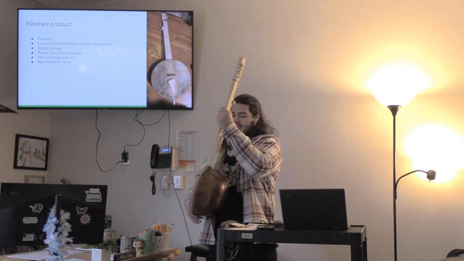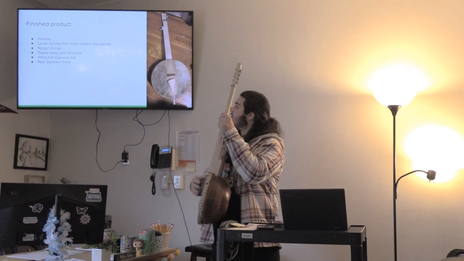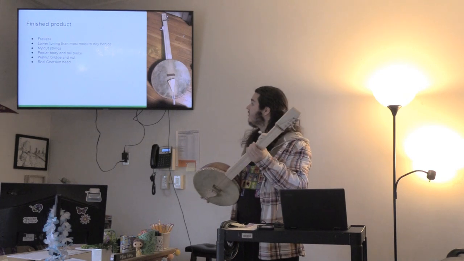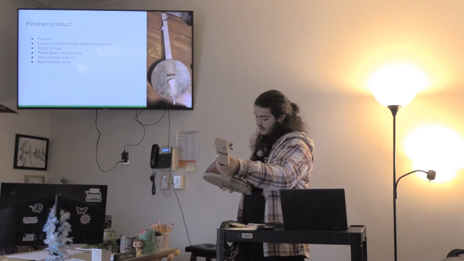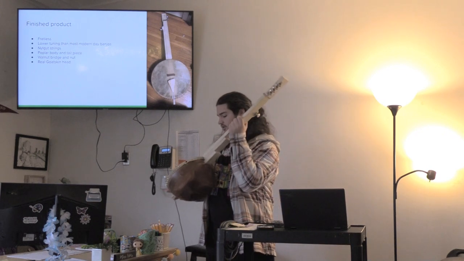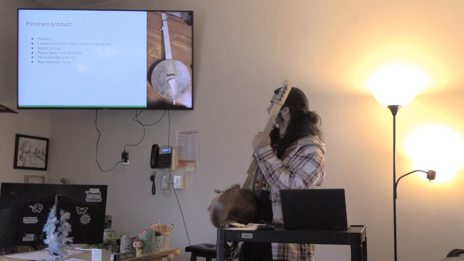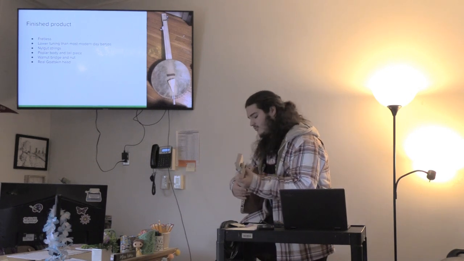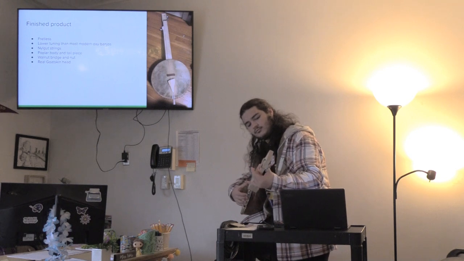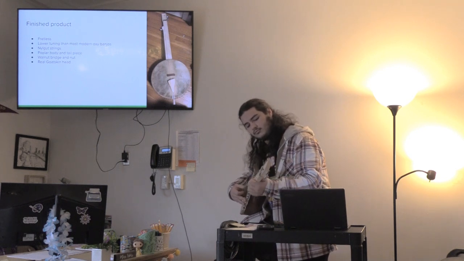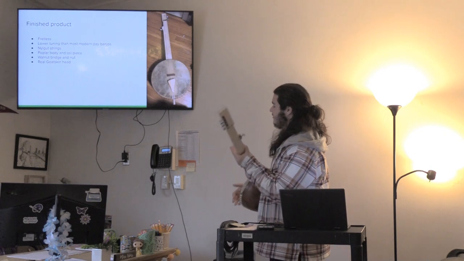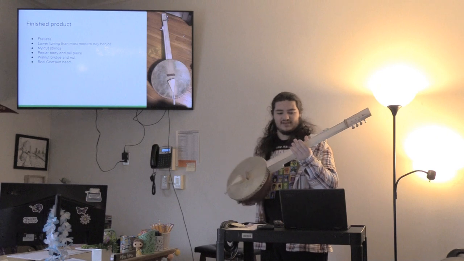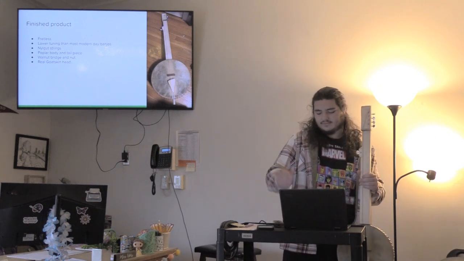It says poplar body and tailpiece. I meant poplar neck. I'm not sure what type of wood this body's made out of, but it comes from India. So the bridge and the nut are both made out of walnut, and like I said, it's a real goat skin head. So I think it's pretty cool. I'm not really the best at the banjo, but I still think it's a pretty cool instrument to have in my collection of like 70 plus.